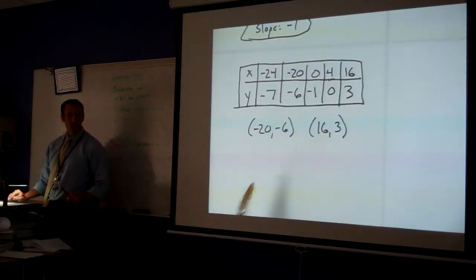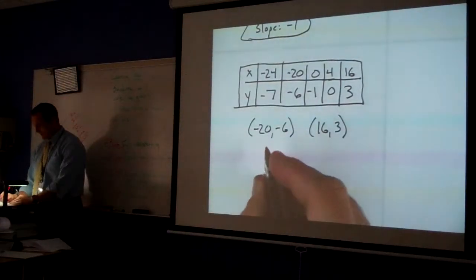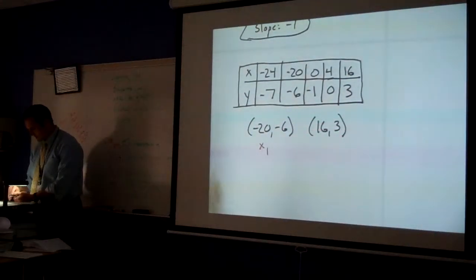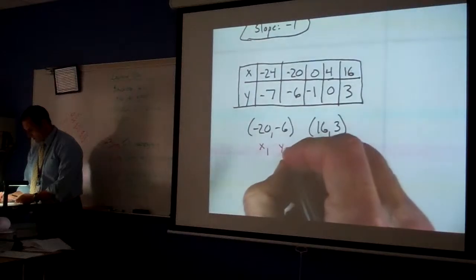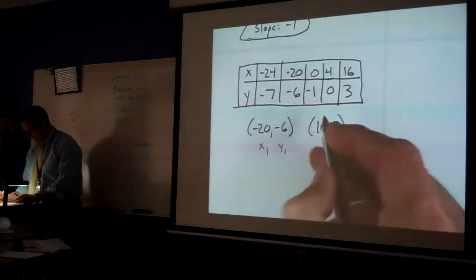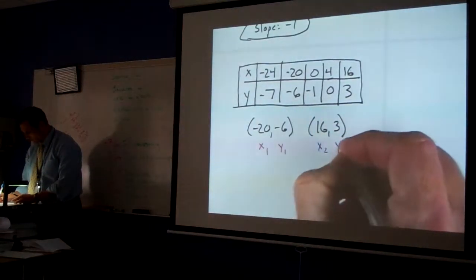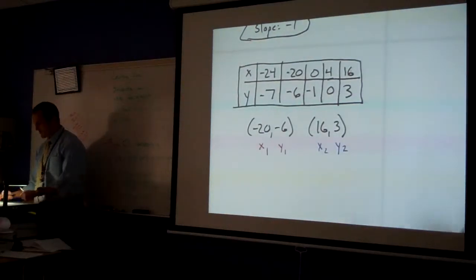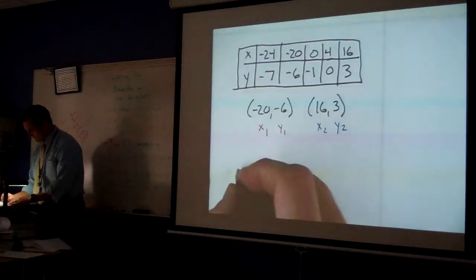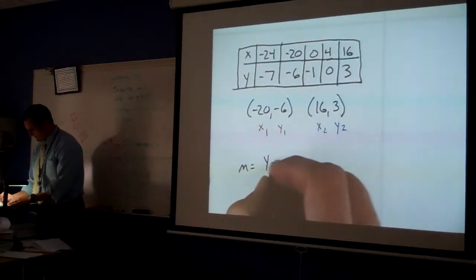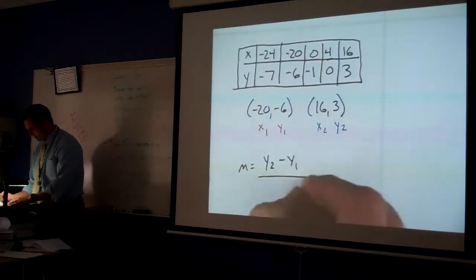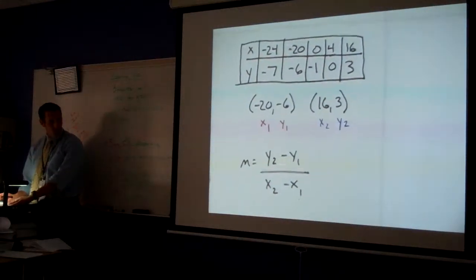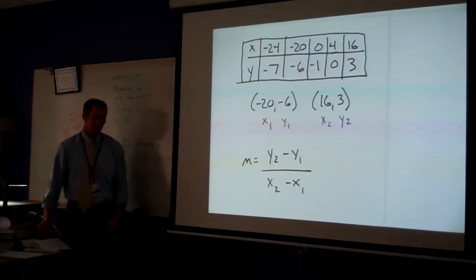Once we have our 2 ordered pairs, again, the important piece is to label your points correctly. Label your coordinates. You have x1, y1, and x2, y2. So you've labeled your ordered pairs. Now you recall the slope formula. The slope formula is the change in y over the change in x: y2 minus y1 over x2 minus x1.